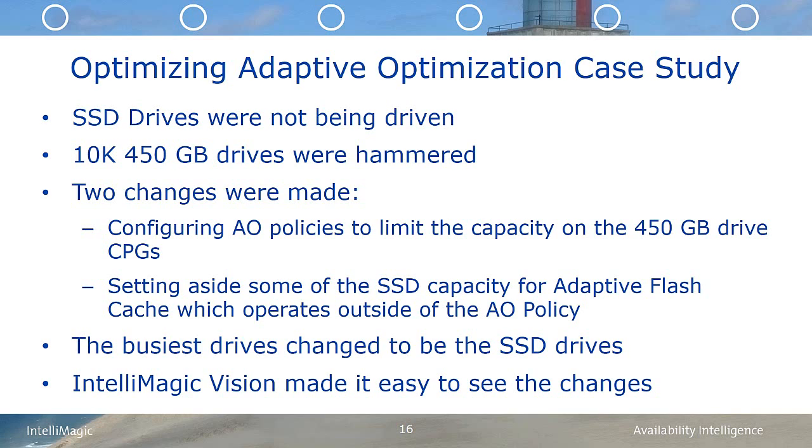The SSD drives were not being driven very hard, but the 10K 450 gig drives were being hammered. So we made a couple of changes. We configured the AO policies to limit the capacity on the 450 gig drive CPGs, and we also set aside some of that unused SSD capacity for adaptive flash cache, which operates outside of the AO policy. The busiest drives changed from the 450s to the SSDs, and IntelliMagic Vision made it real easy to see those changes.